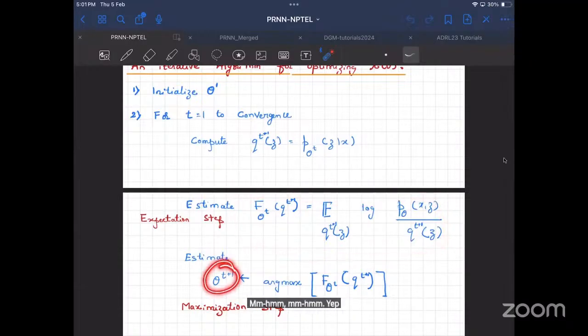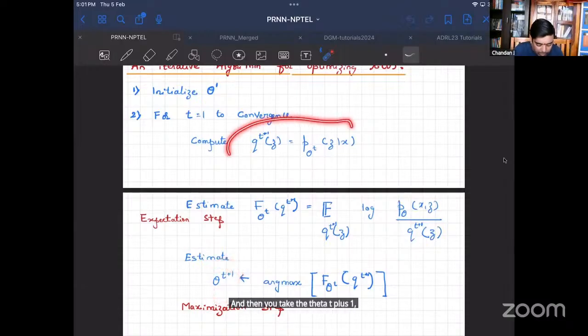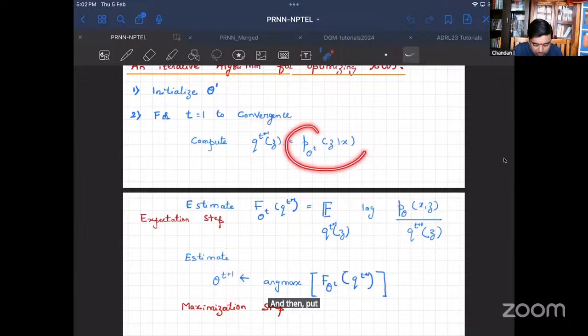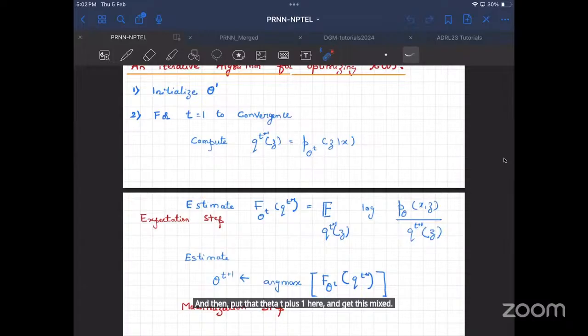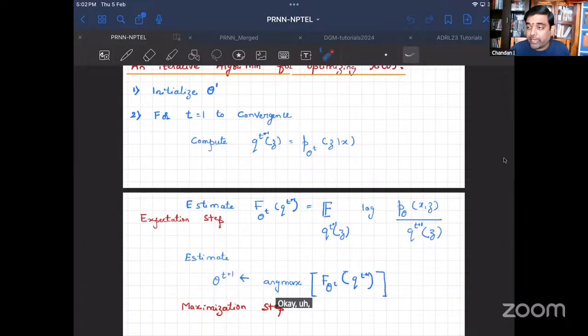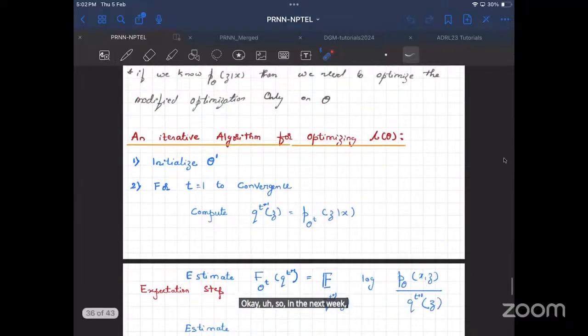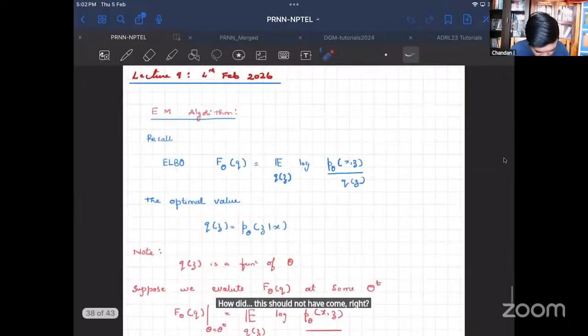Theta t plus 1 is coming here. And then you take that theta t plus 1 and put that theta t plus 1 here and get this next. See, I got your question. So in the next step, how did this come? This should not have come, right? How did this come?